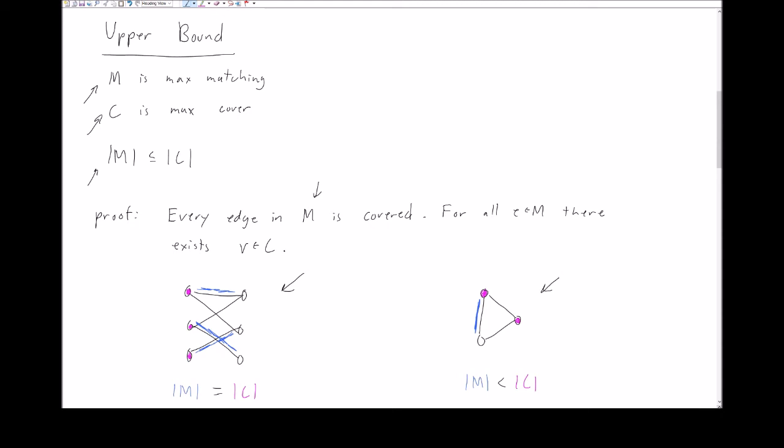Every other edge would touch this edge. And our cover has two vertices. In this case, every edge of our matching also touches the vertex of our cover because it has to, but there's also an extra vertex here in the cover that doesn't touch an edge of our matching. In this case, the size of our matching is strictly less than the size of our minimum cover. And in the other case, our maximum matching meets the size of our cover.